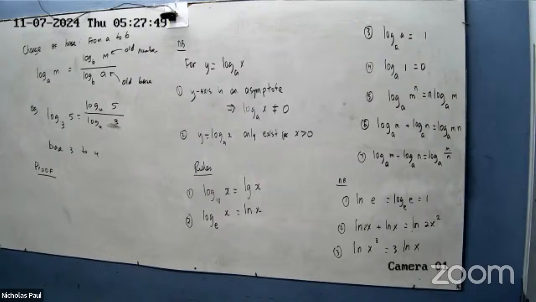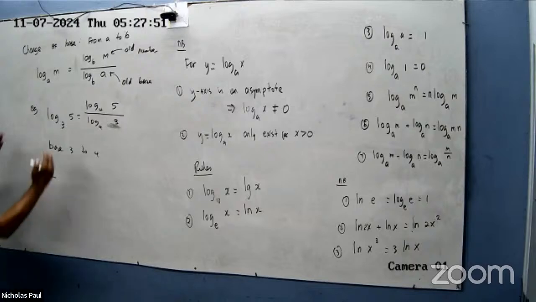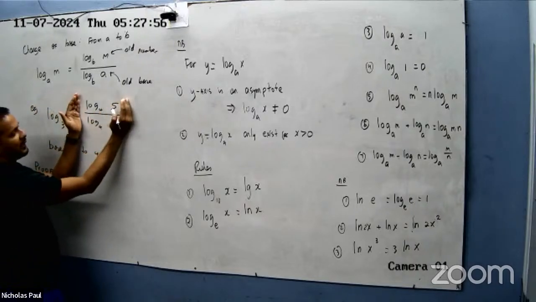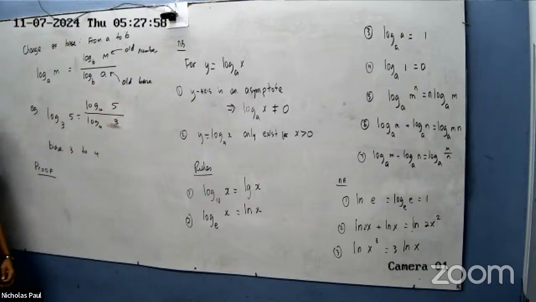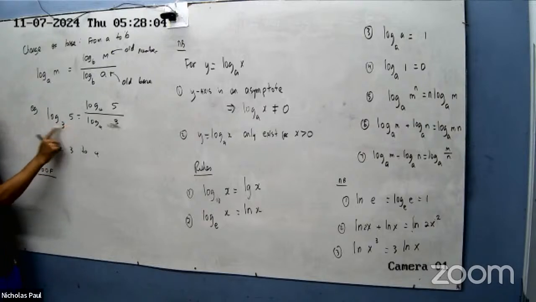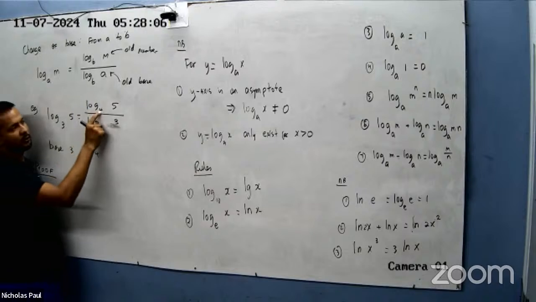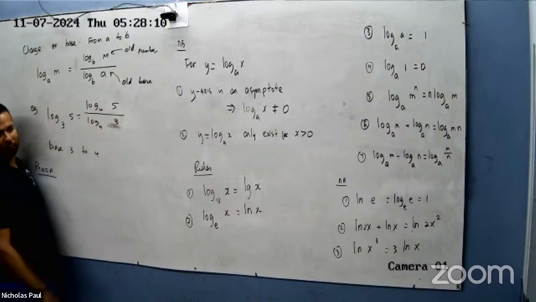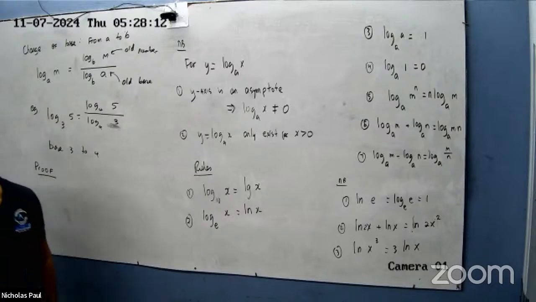Just do me a favor to convince yourself now. Put this in your calculator, your Casio, and work it out. Tell me what you got. You should get the same value, right? On your Casio calculator, log to the base 3 of 5. Write down the answer. Then log to the base 4 of 5 divided by log to the base 4 of 3. Work it out and make sure you get the same answer.